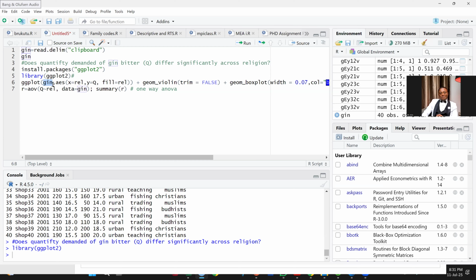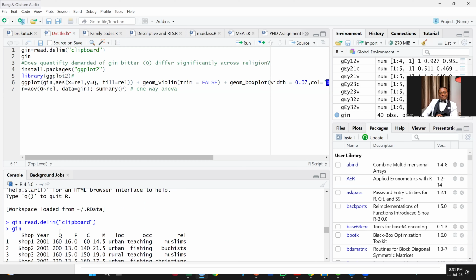After the gene, then you do aes. This aes is an aesthetic that will tell R these are the variables I want you to focus on in this data. There are so many variables here, but I just want you to focus on kill and then religion. That's all. So you see that here you have kill, which is for the Y, and for the X, you have religion.